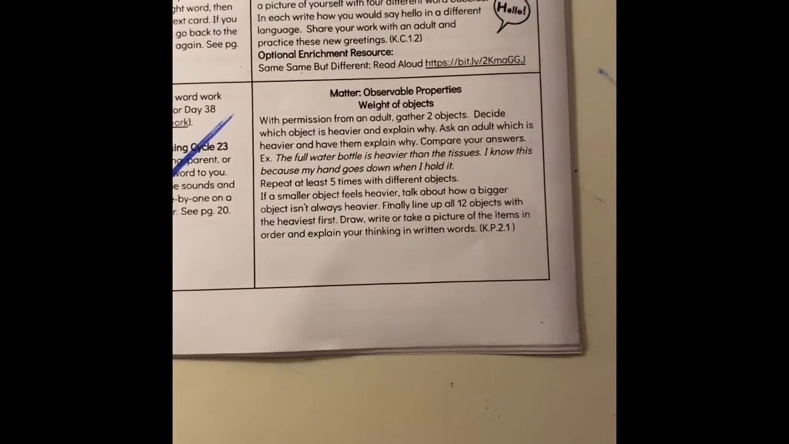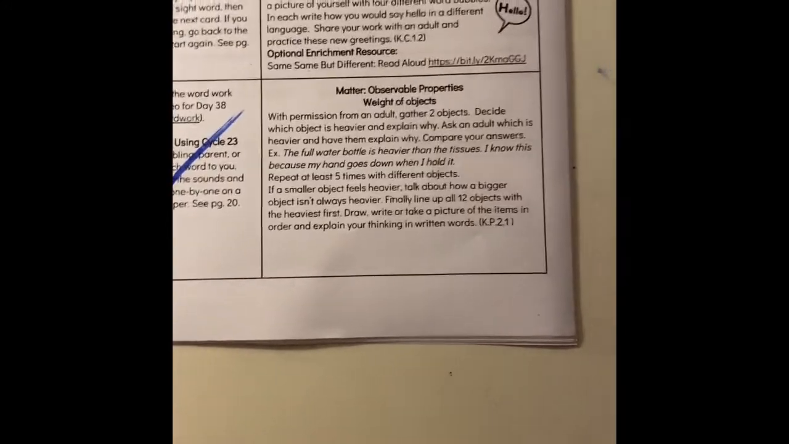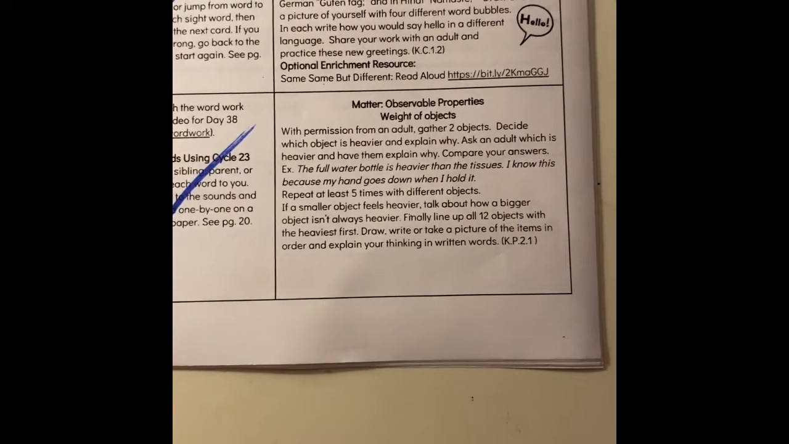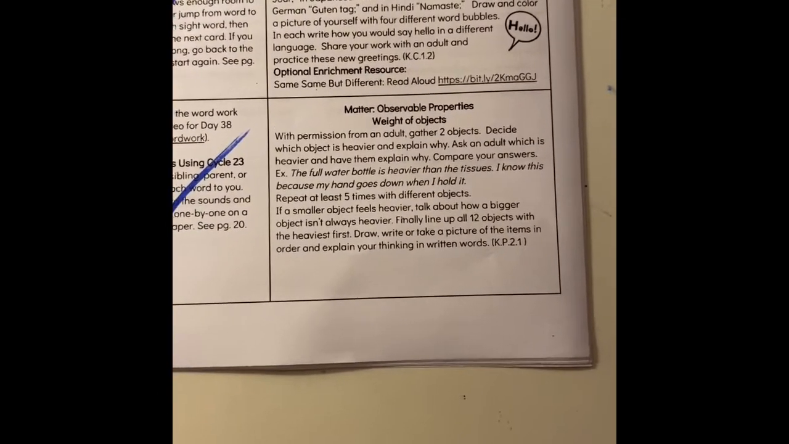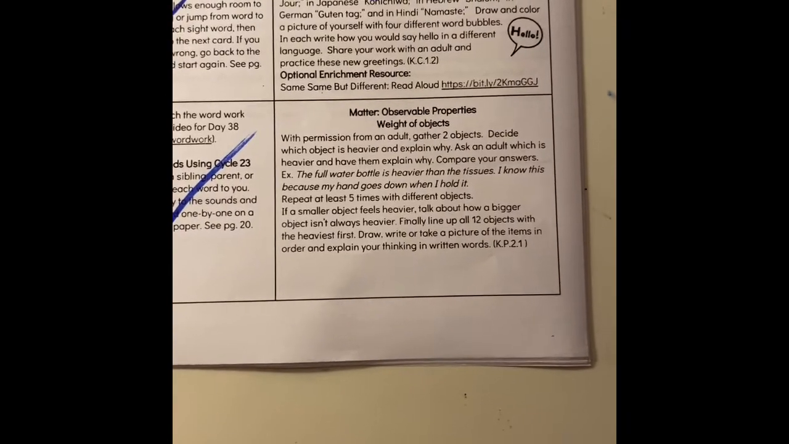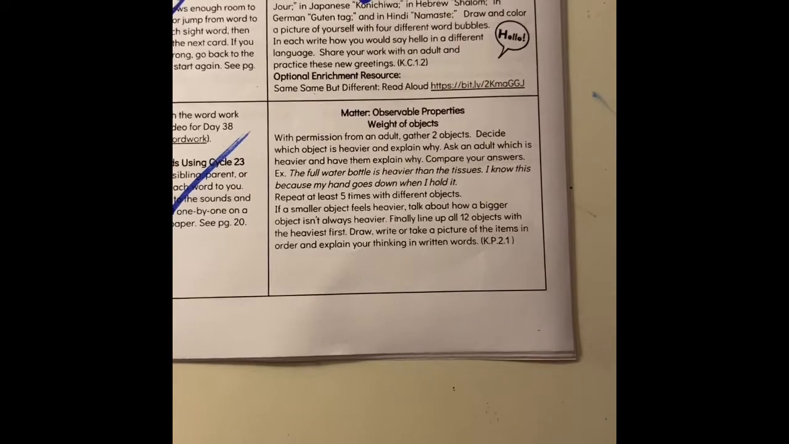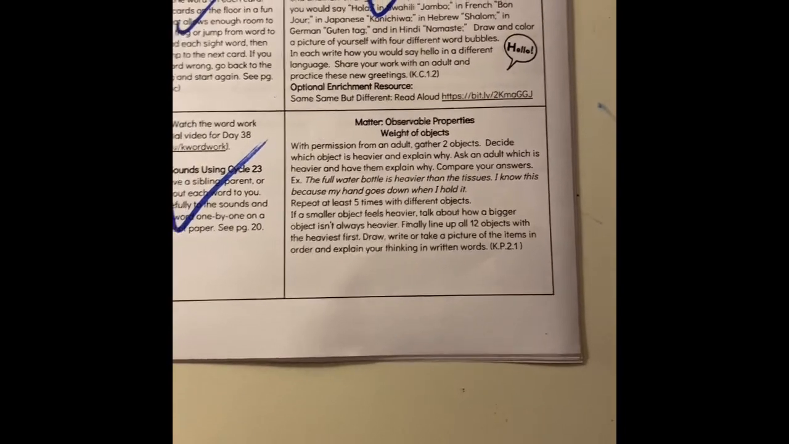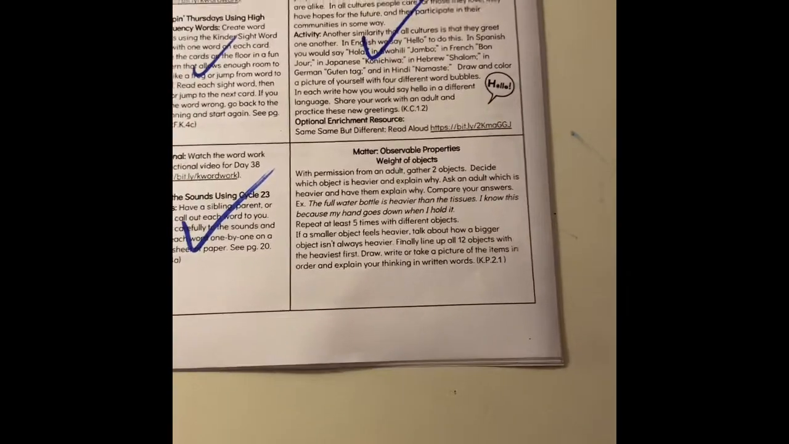All right, so let's read the directions. Okay, so matter, observable properties, weight of objects. With permission from an adult, gather two objects. Decide which object is heavier and explain why. Ask an adult which is heavier and have them explain why. Compare your answers. So basically you're going to find two different objects and hold them both in your hands and figure out which is heavier.